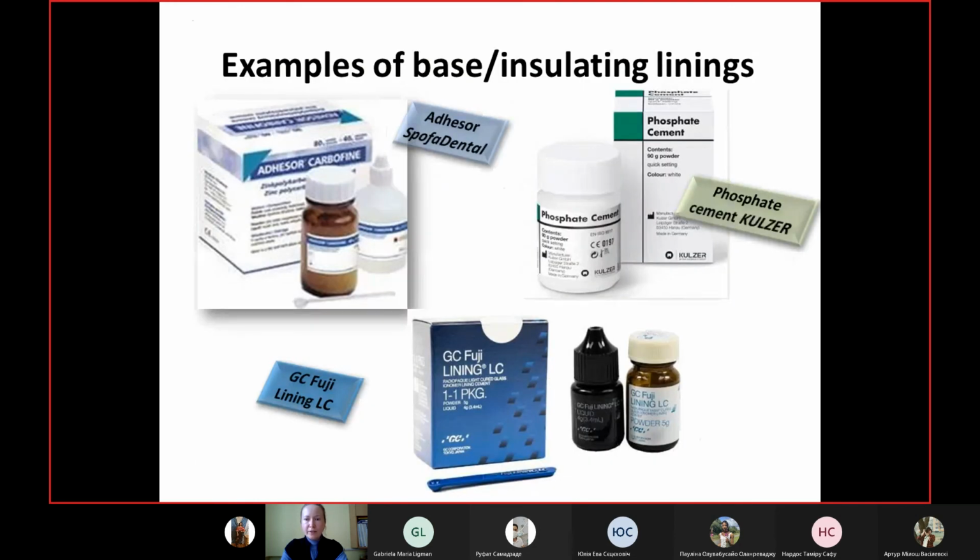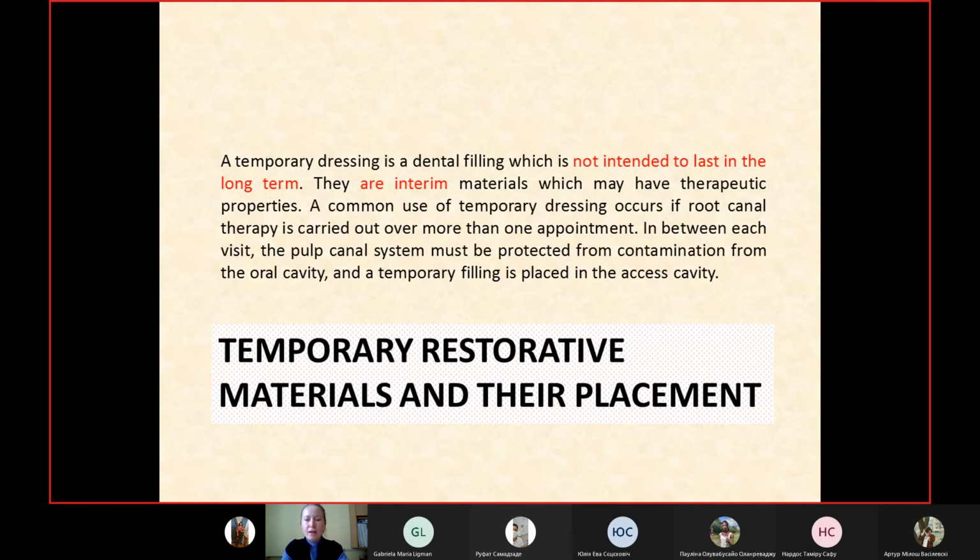Examples of base isolative linings: Spofa dental adhesor, calcium phosphate cement, and the GC company produces glass ionomer cement, light activated, Fuji Lining. Temporary restorative materials and their placement.